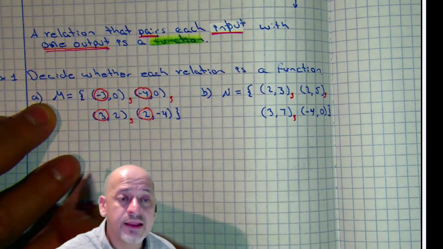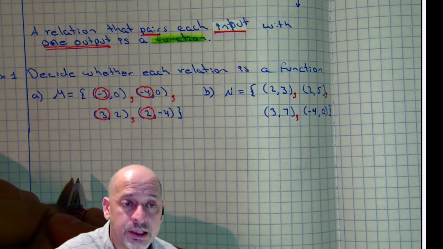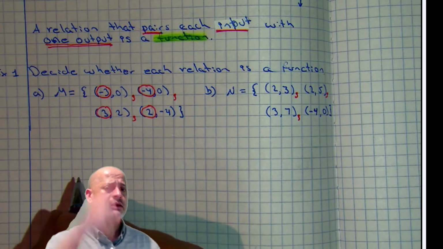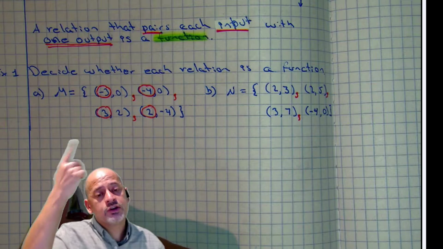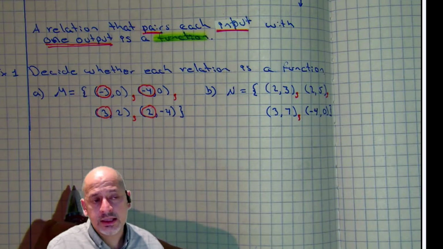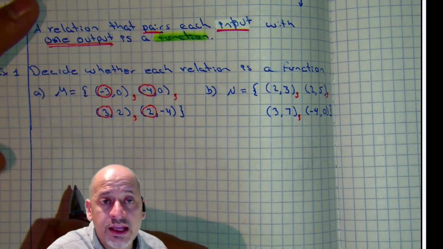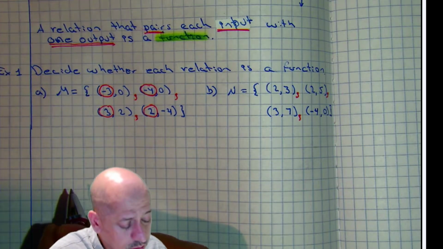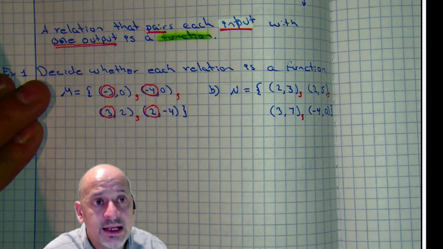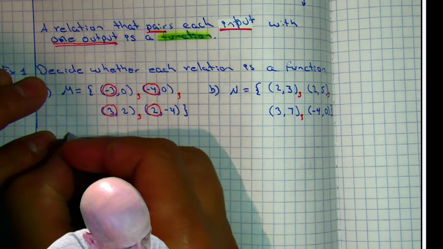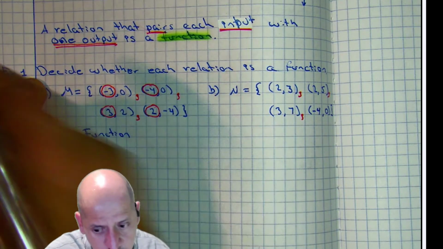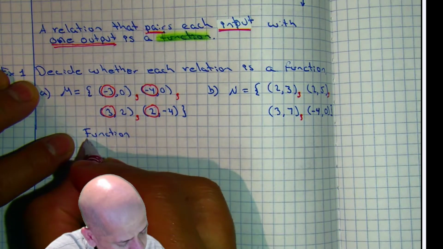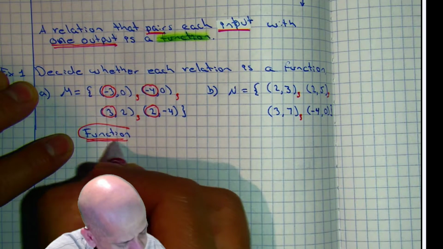Are any of the x's being repeated? And you might say, yes, we have a 3 and a negative 3. Well, they're different numbers, so those are not repeated. That doesn't count. So are any of the x's repeated? No. So therefore, it is a function. So we're going to say function. And you might want to just underline it or just circle it. That is your answer.